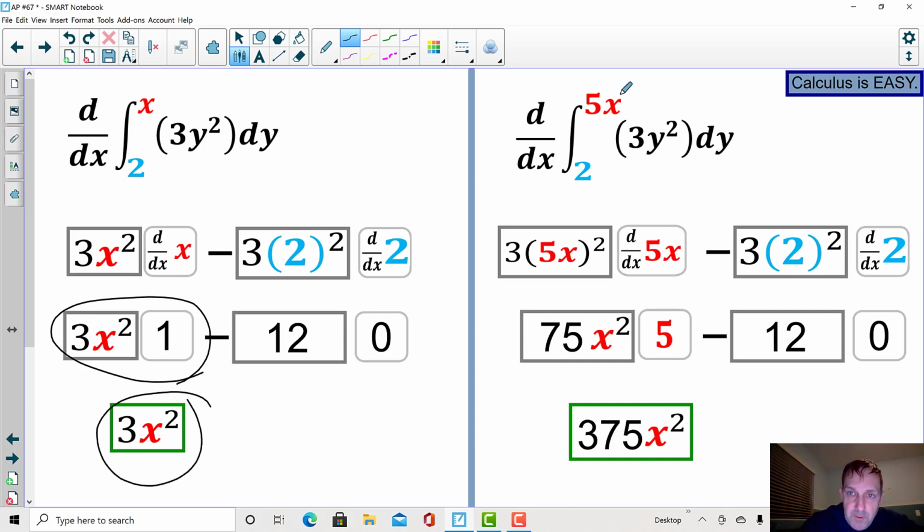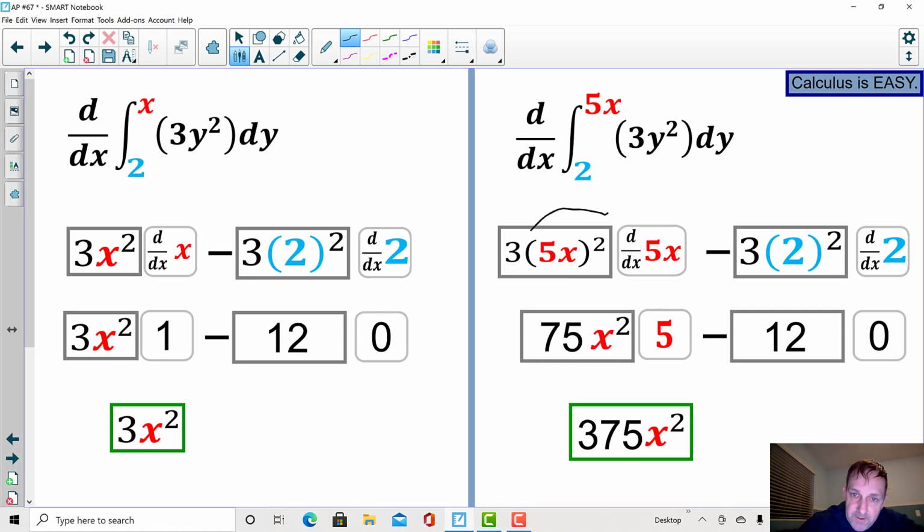Let's do another one. We're going to plug in the 5x. That'll give us 3 times 5x squared. And we need to do the derivative of 5x. The derivative of 5x is just going to be a 5. Now this part right here is going to give me 25x squared. And then times 3 is 75x squared.